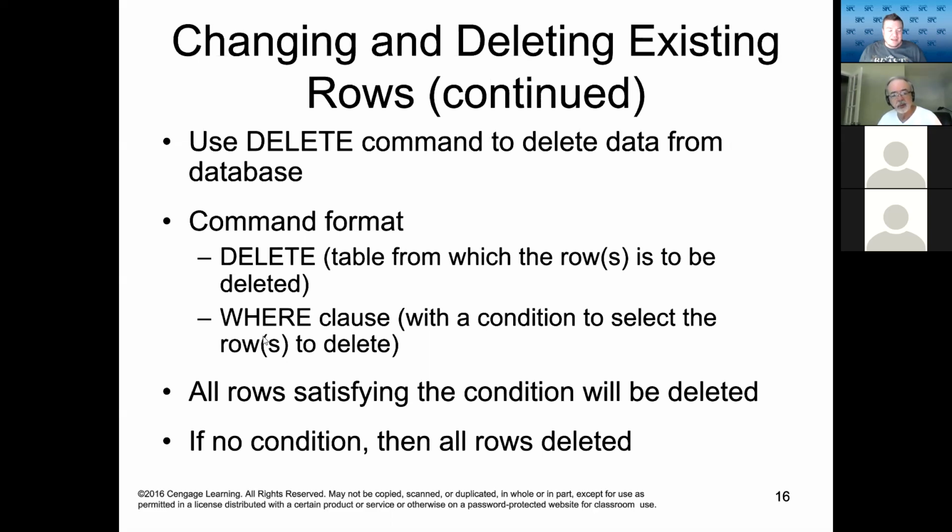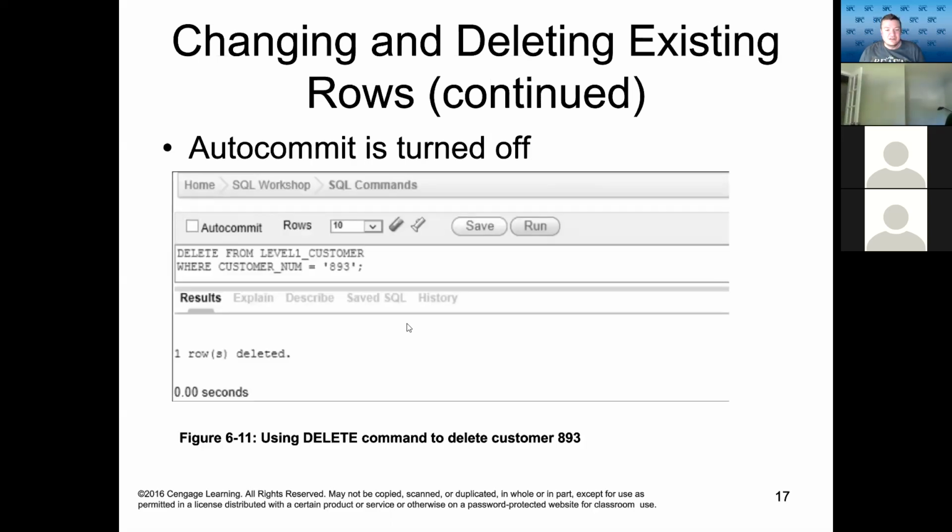I strongly recommend that you do a select statement with your where clause first to really view the data you're about to delete, and then substitute out the select pieces with the delete pieces, so you know what you're deleting. So here we said delete from level 1 customer where customer number equals 893. I would have done a select star from the level 1 first, just to make sure that this is truly the 893 row I want to delete. Once it's gone, it's gone.